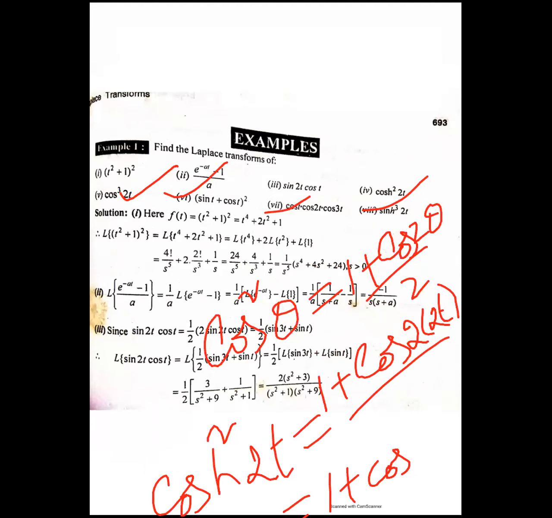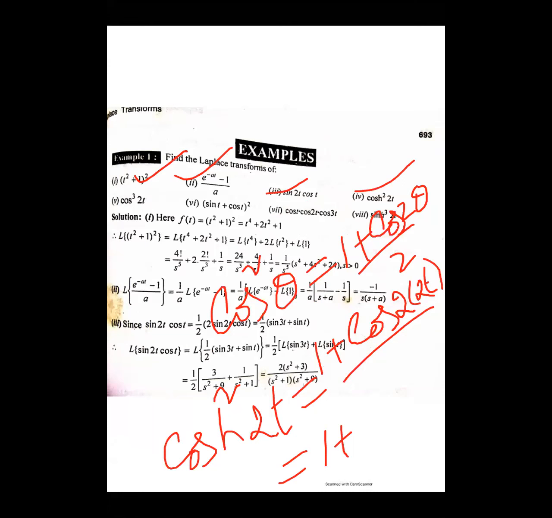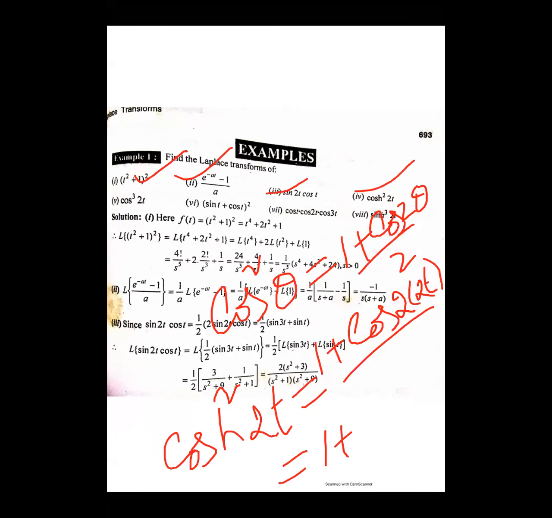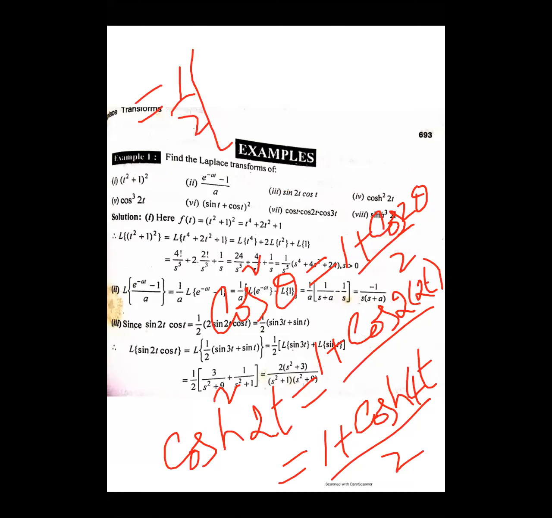One plus cosh 4t by 2. Now apply the linearity property on both functions and write the constant term 1 by 2 outside. 1 by 2 into L of 1 plus L of cosh 4t.